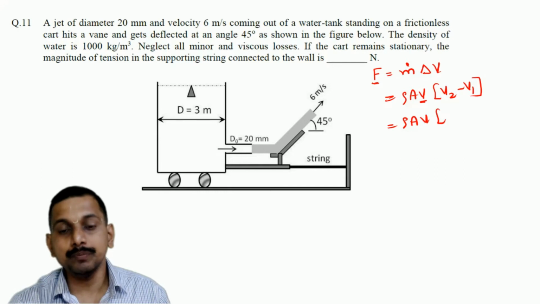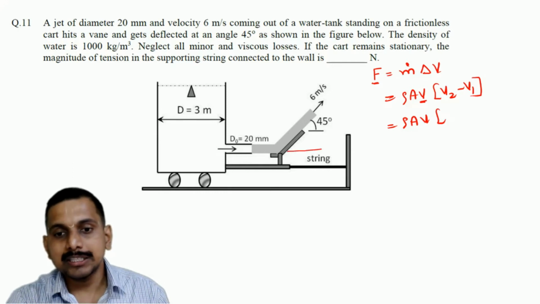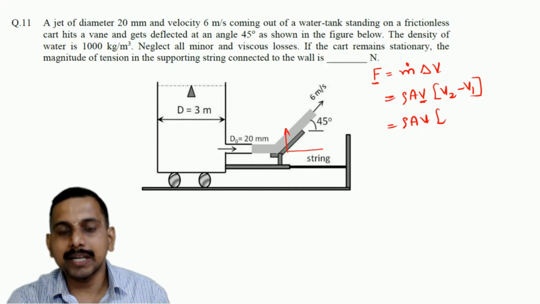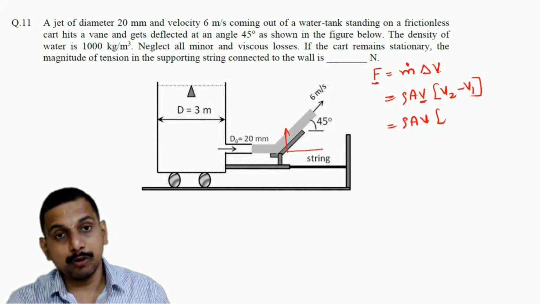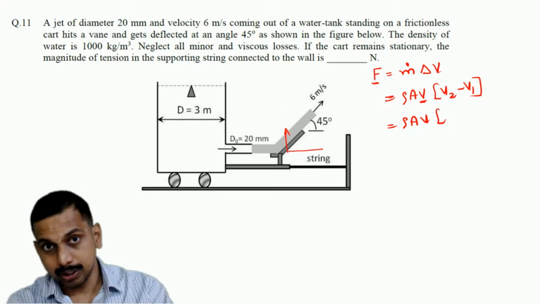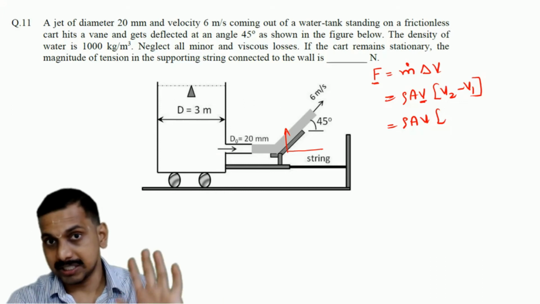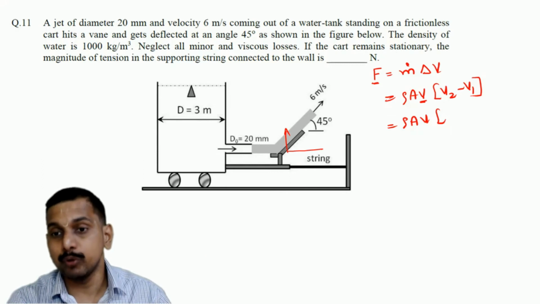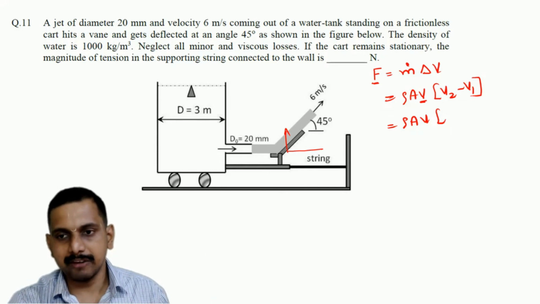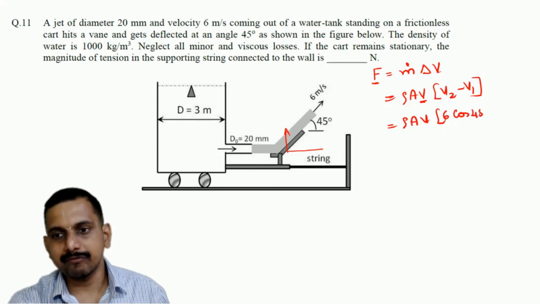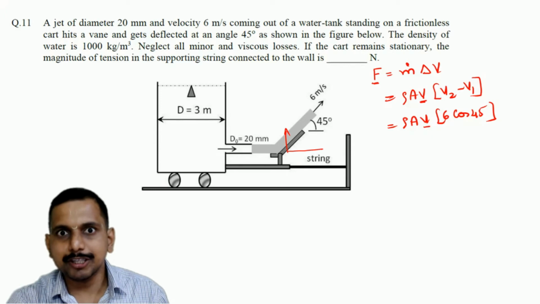What is v2? We have to take v2 along the string, because we have to see the forces along the string. We are not worried about the force which is exerted upward. That force is on the fluid rather than on the vane. We have to understand that we are only dealing with the fluid. So it is rho A V into v2, and because we are taking only the x-axis, v2 can be written as 6 meters per second cos 45.